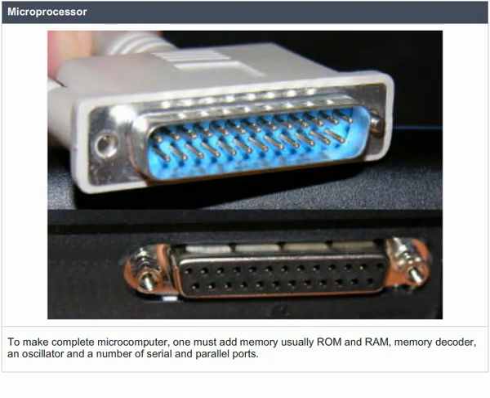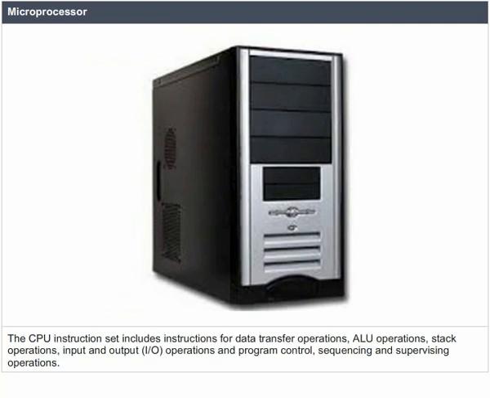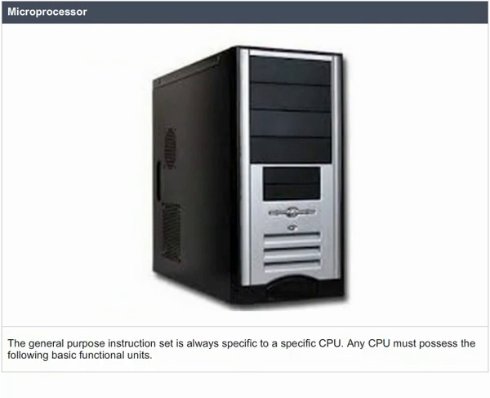The CPU is a unit that centrally fetches and processes a set of general purpose instructions. The CPU instruction set includes instructions for data transfer operations, ALU operations, stack operations, input and output operations, and program control, sequencing, and supervising operations. The general purpose instruction set is always specific to a specific CPU.